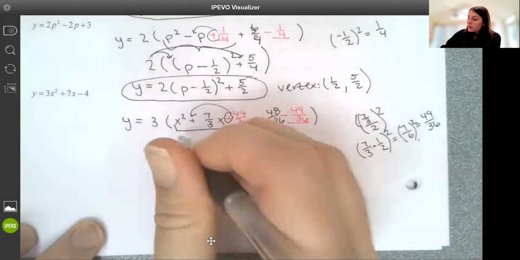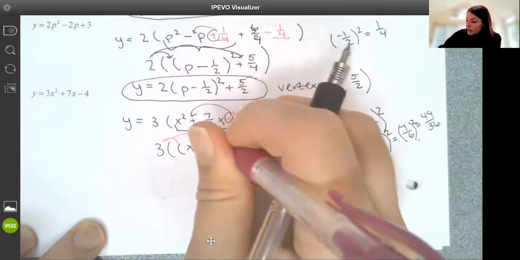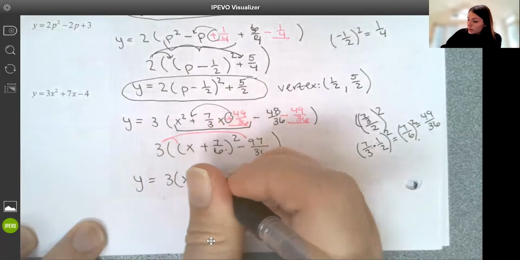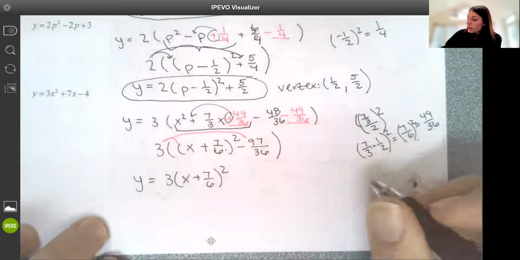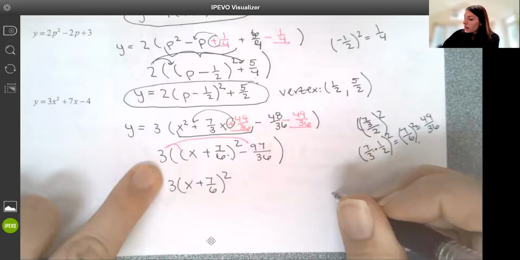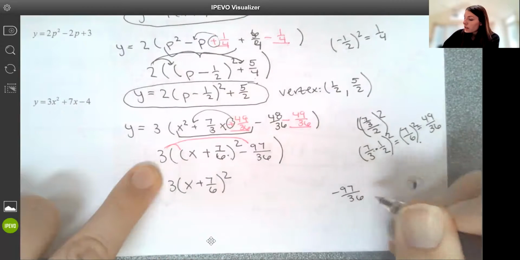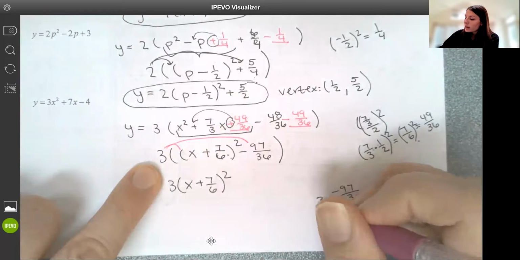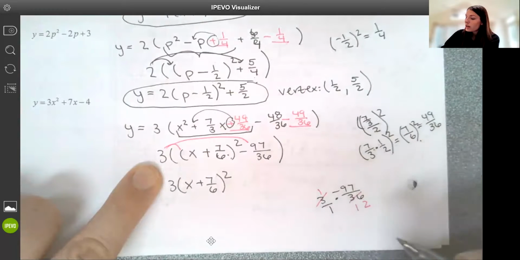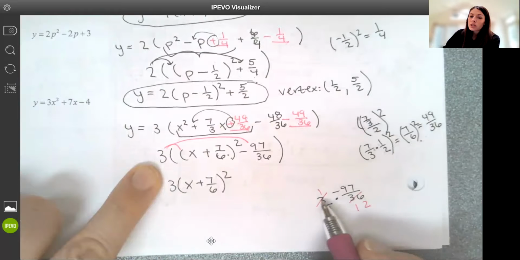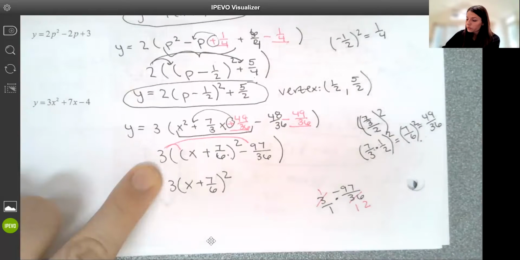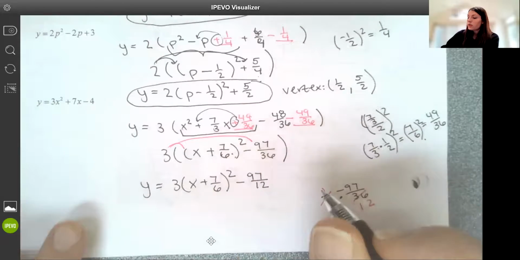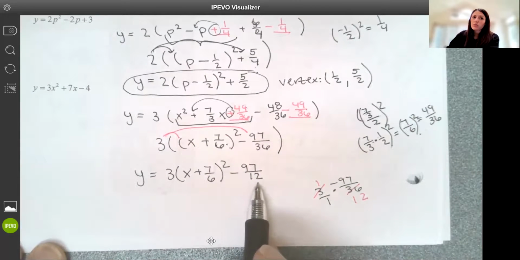Now we have to get that 3 distributed back through. So that's going to give me a 3 in front of my parenthesis. And then for here, let me just work over to the side, I have negative 97/36 times 3. So I'm going to go ahead and reduce that. 3/36 reduces to 1/12. So I know I have negative 97/12 for the end term there.